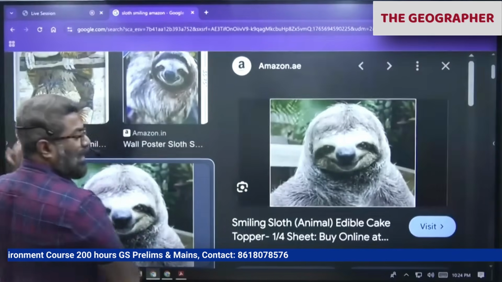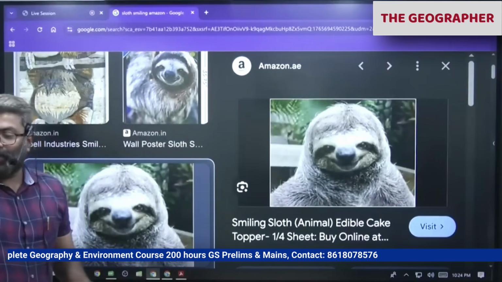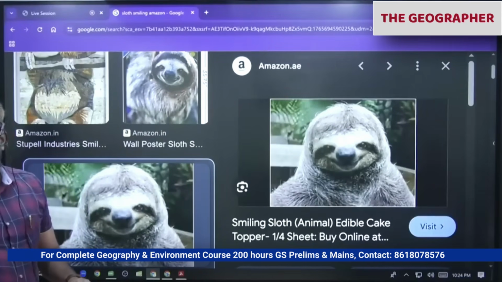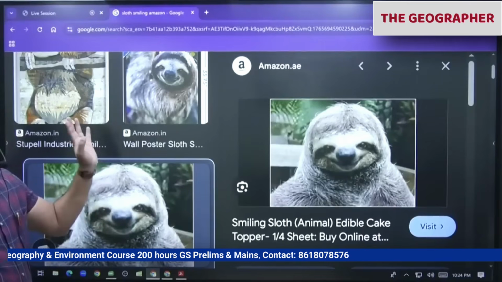Very slow, sedentary animal, lives in the forest, eating leaves. Smiling sloth. Found always on the tree, never comes down.